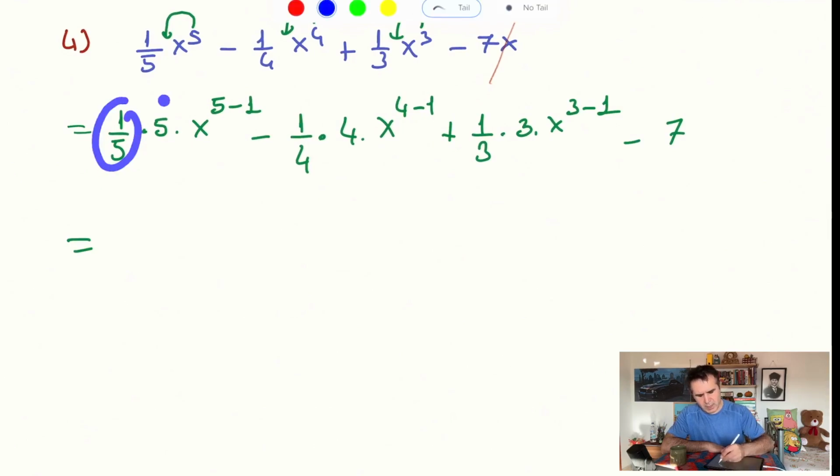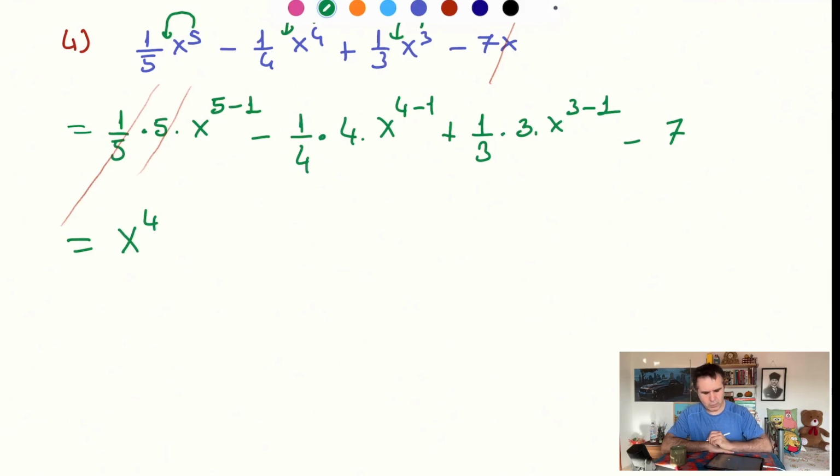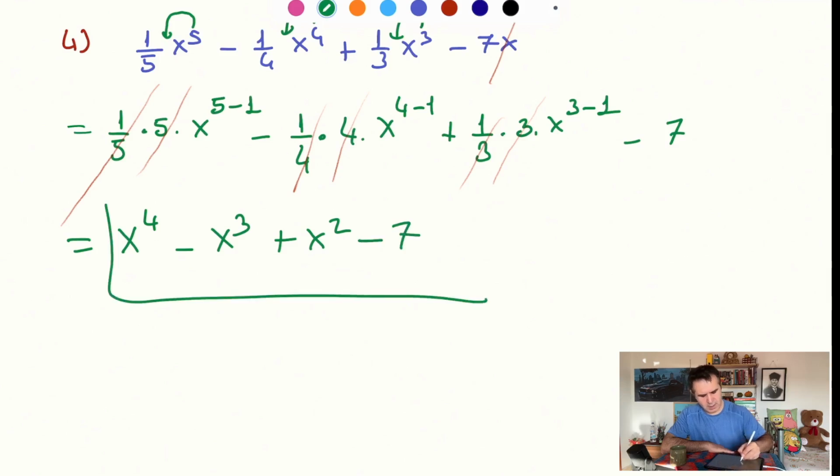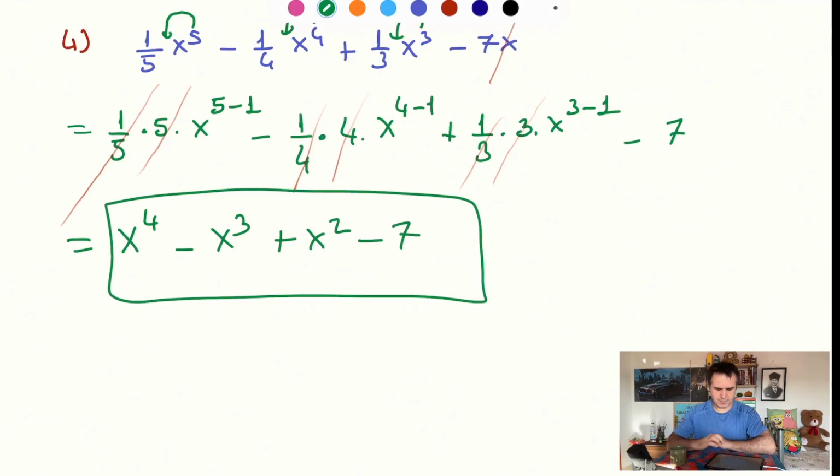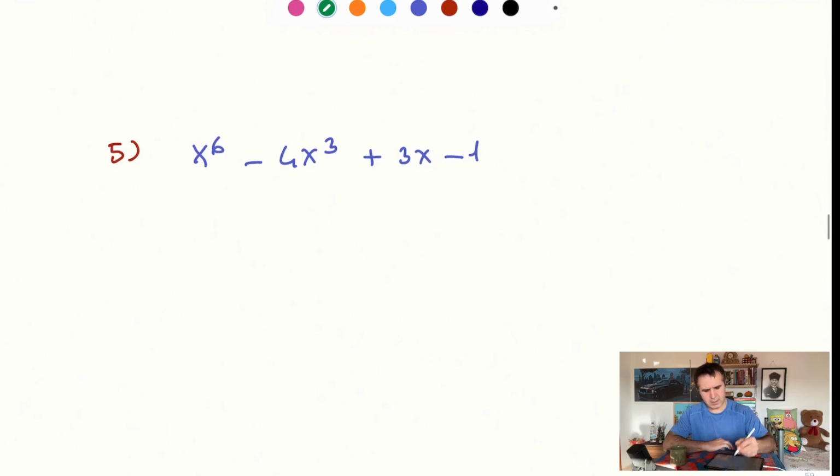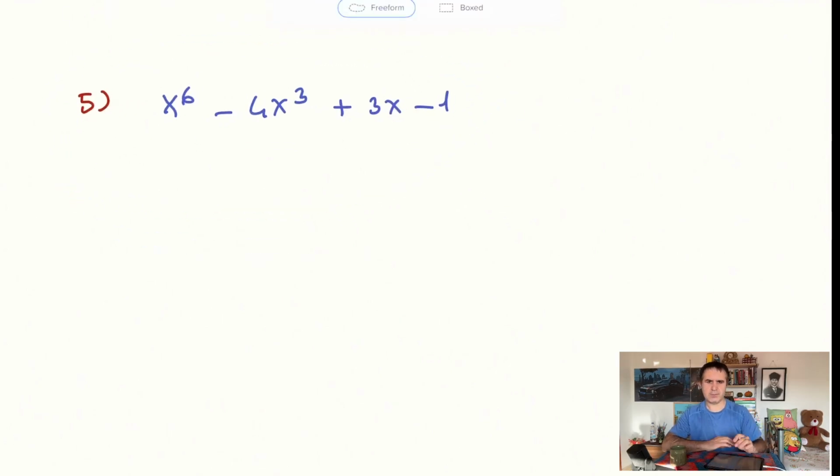1 over 5 times 5, they cancel each other, and we have here x to the power of 4. And 1 over 4 and 4 will cancel each other. We will have here minus x cubed, and 1 over 3 and 3 will cancel each other. We will have x squared here and minus 7, and the derivative is this. And this is our last example.